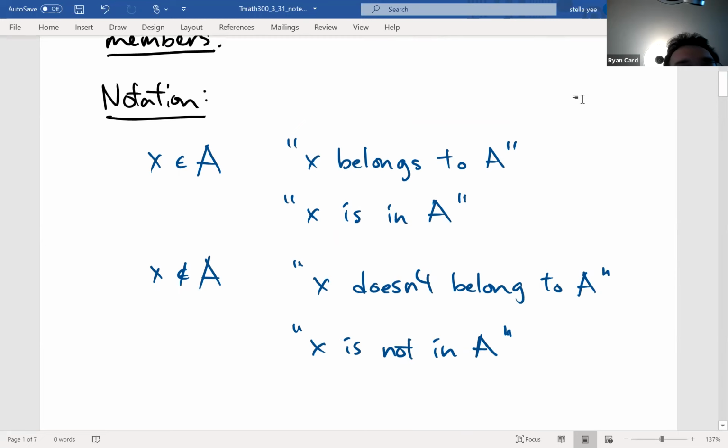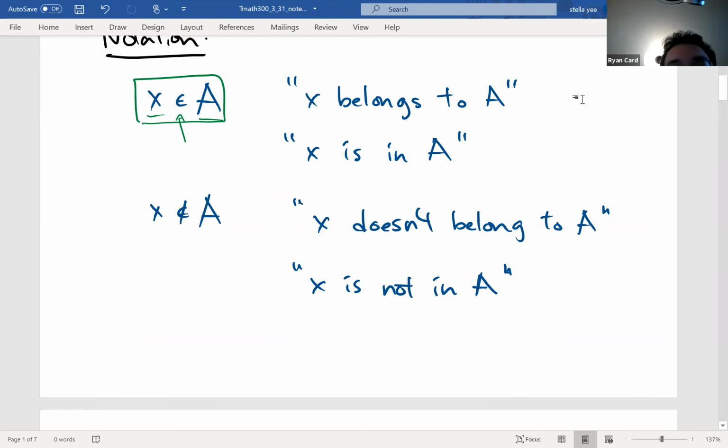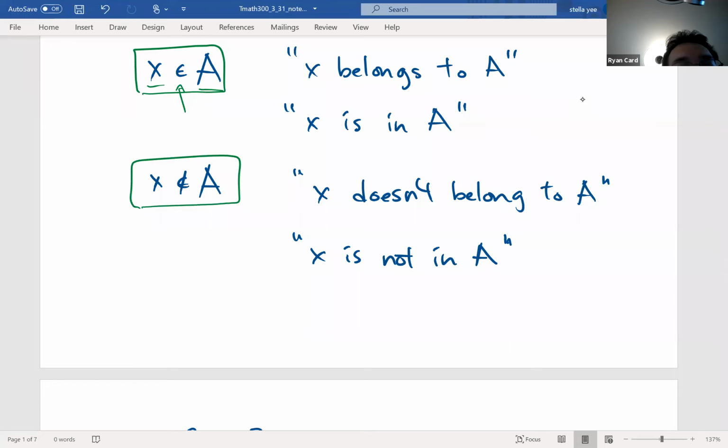So if I write X belongs to A, right? This membership symbol looks like a lowercase e with maybe the loopy part cut off. If you put that between an object and a set, this means that X is part of the set. So X is inside the set A. If you want to show that something doesn't belong to a set, you write X belongs to A, but with a slash through it, showing that it does not belong to that set.